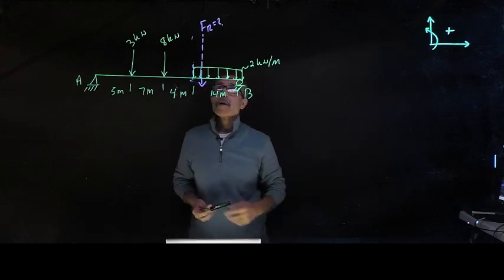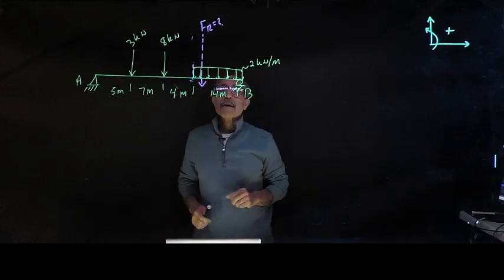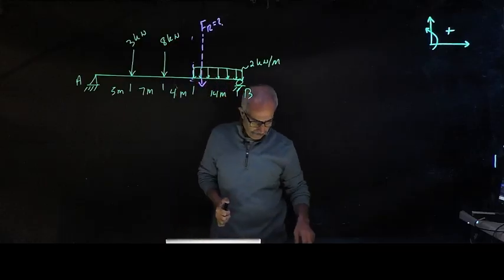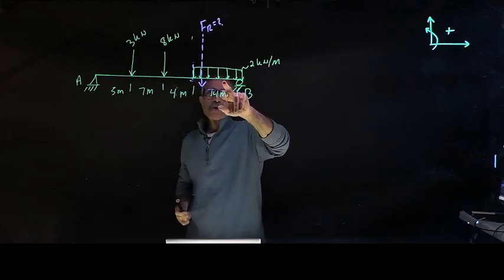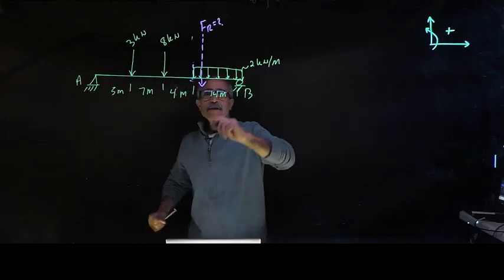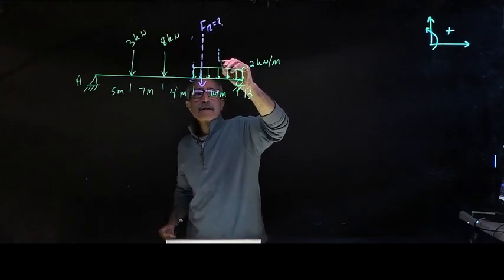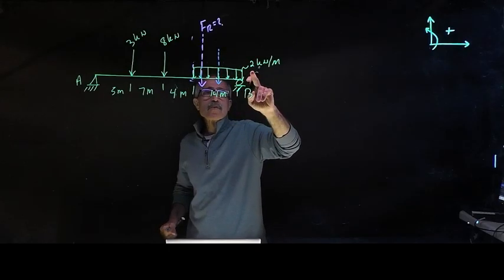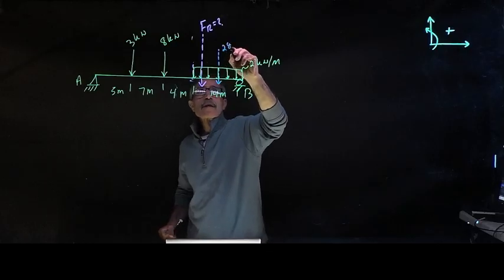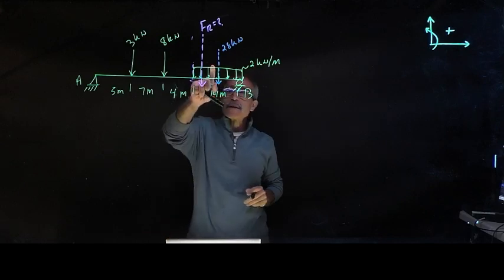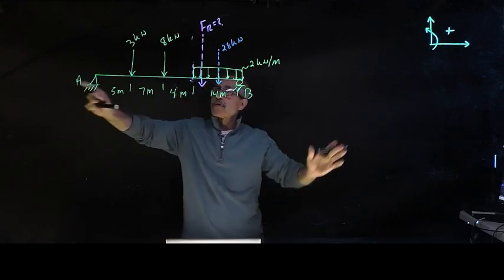So one thing we know is this is a uniform distributed load. And the concentrated load for this uniform distributed load is going to be 7 meter, center of here, and it's going to be right there. And that's going to be 2 kilonewton times 14. That makes it 28 kilonewton. So this is basically a concentrated load for this right here. This is the resultant force for all of them.